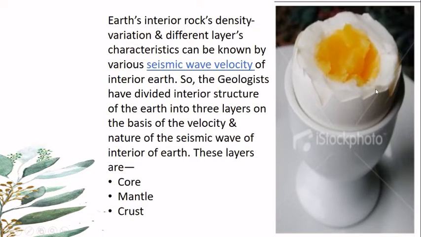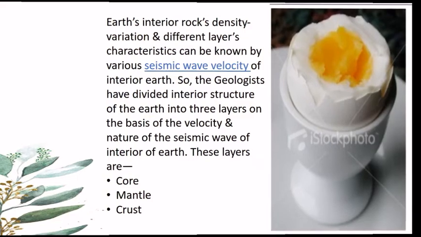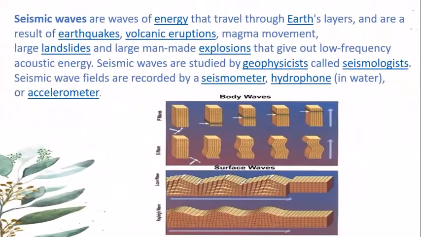Earth's interior rock density variation and the characteristics of different layers can be known by the velocity of seismic waves in the interior of the Earth. So geologists have divided the interior structure of the Earth into 3 layers on the basis of the velocity and nature of seismic waves. These layers are core, mantle and crust. What is seismic wave velocity?